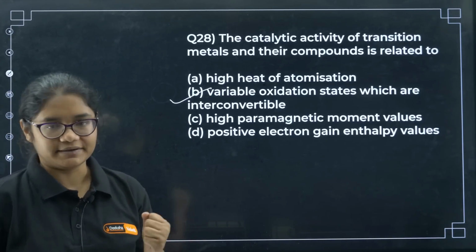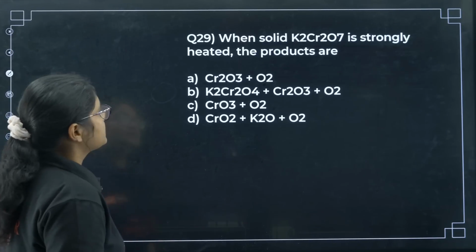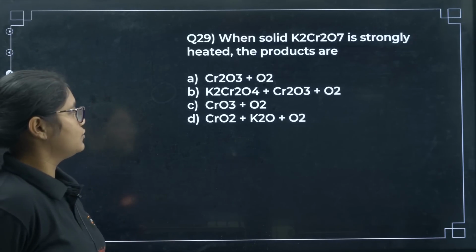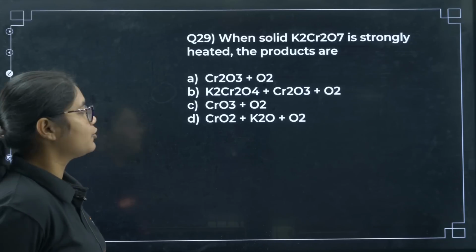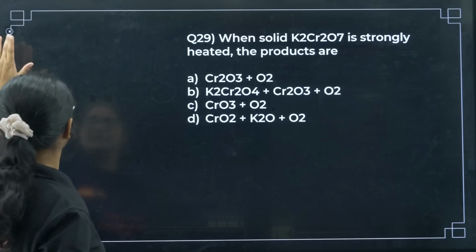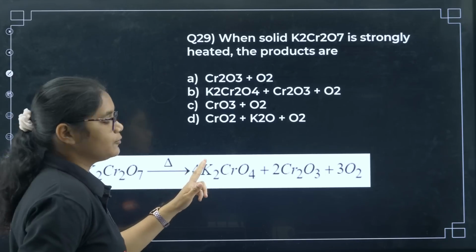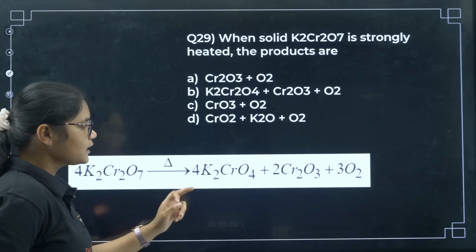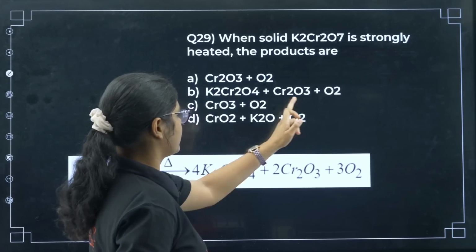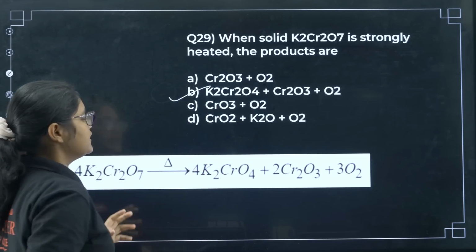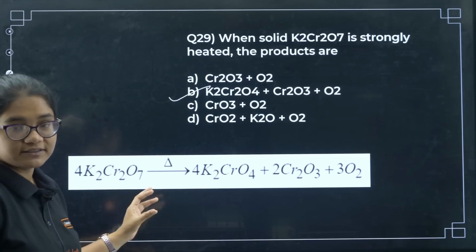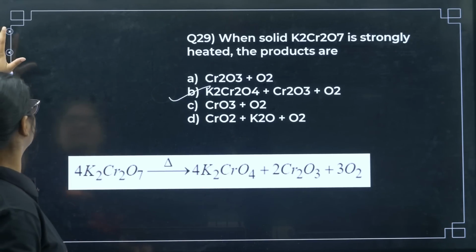Next, when solid K2Cr2O7 is strongly heated, the products are, so you should remember this one as well. So when you decompose K2Cr2O7, you get potassium chromate, Cr2O3 and O2. So that is your option number B. So these reaction based questions, please note down the reactions and you need to revise it.